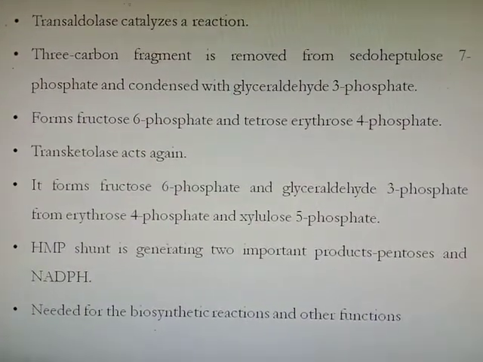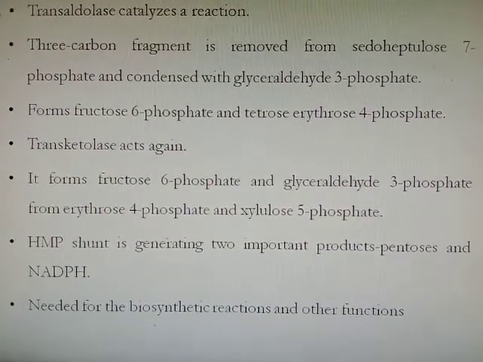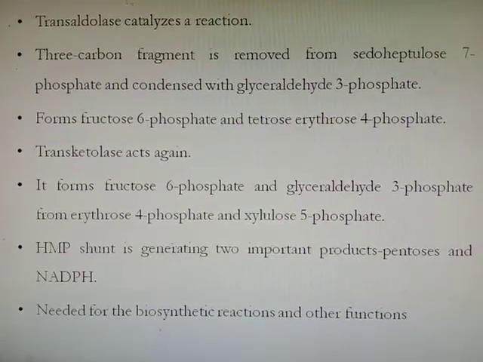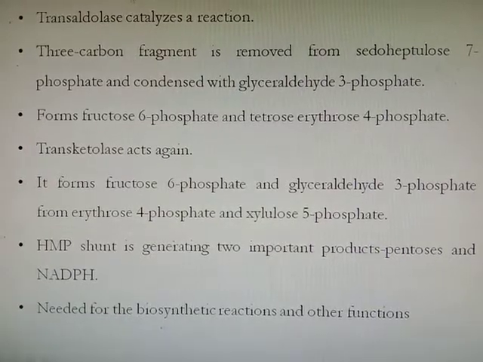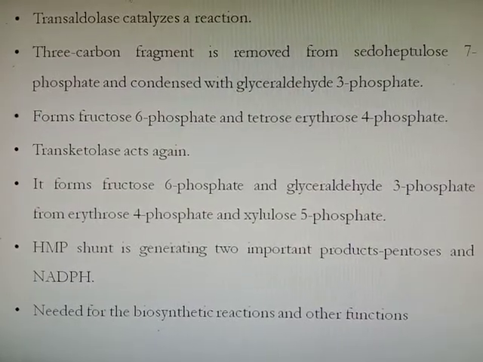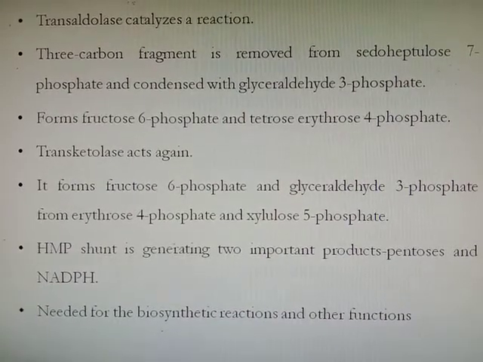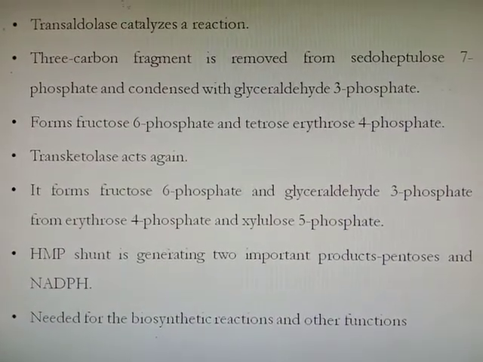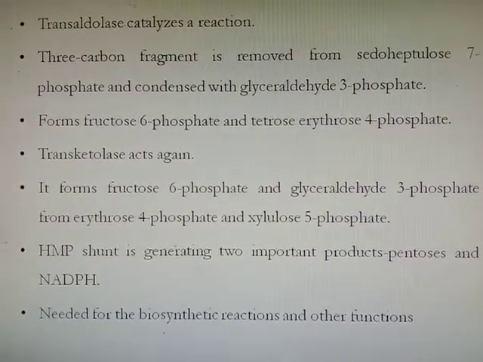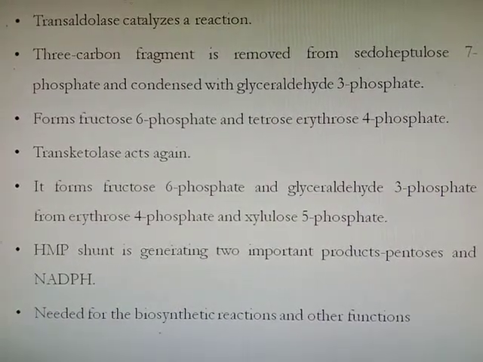Then transaldolase catalyzes the reaction. A 3-carbon fragment is removed from sedoheptulose 7-phosphate and condensed with glyceraldehyde 3-phosphate. Again, the 3-carbon molecule is removed from sedoheptulose and transferred to glyceraldehyde 3-phosphate, due to which it forms fructose 6-phosphate, and the rest of the 4-carbon sugar is called erythrose 4-phosphate. Then transketolase will act again. It will form fructose 6-phosphate and glyceraldehyde 3-phosphate from erythrose 4-phosphate and xylulose 5-phosphate.